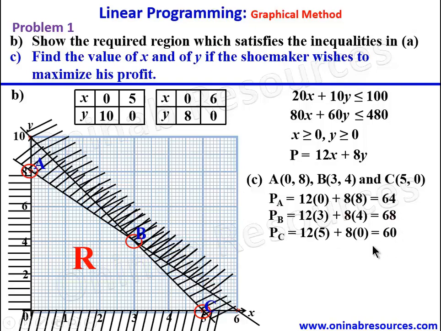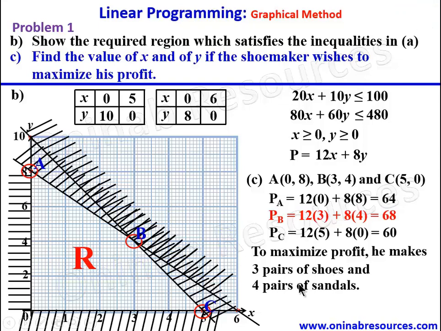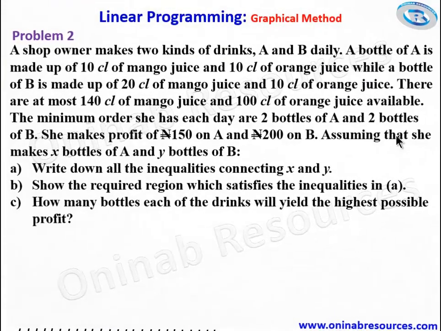And you can see now that he makes the highest possible profit at point B, where he will be producing 3 pairs of shoes and 4 pairs of sandals. So we conclude, to maximize profit, he makes 3 pairs of shoes and 4 pairs of sandals. And this is the end of solution to problem 1. We then go to problem 2.